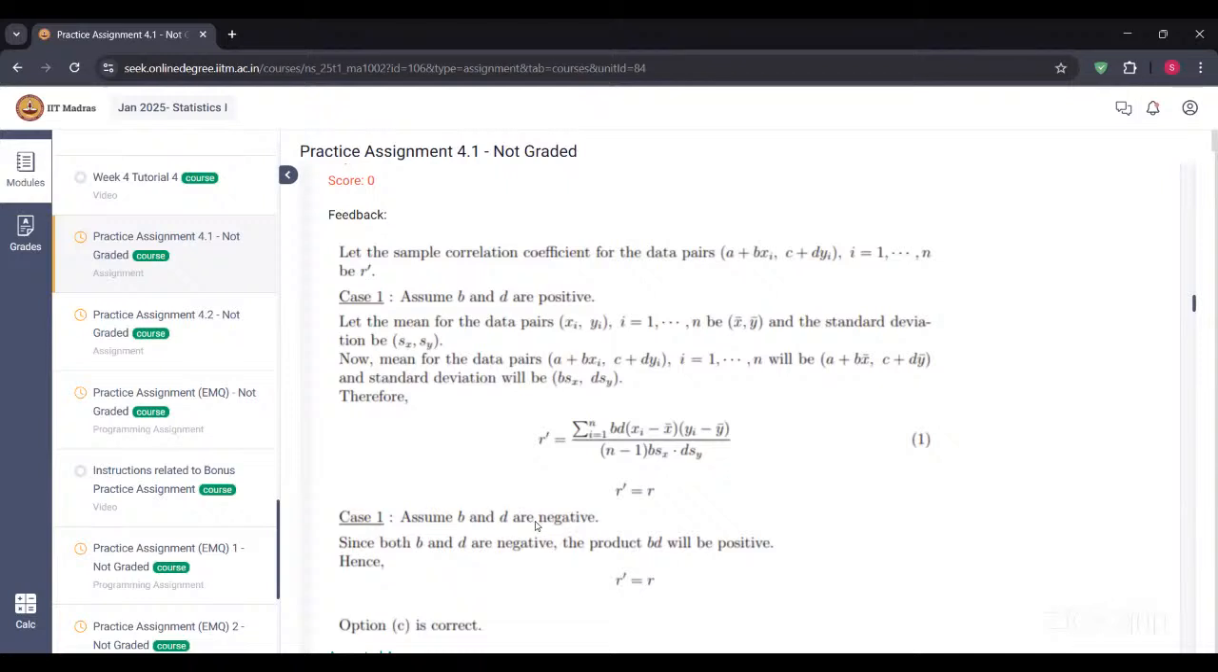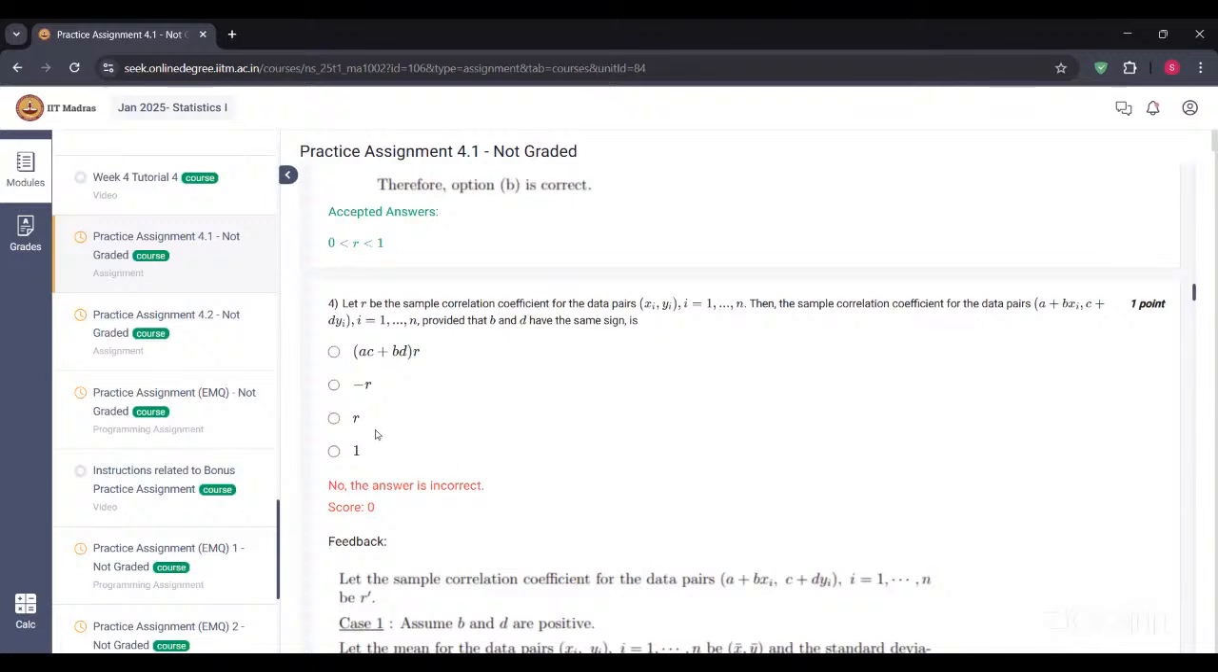So if both are negative, if you see in the solution, it was B into D, right? So if we are having the products, it will be positive only. So then also we would be getting R dash equals R. So option C is correct. That means the sample correlation coefficient would be equal to R only, equal to the correlation coefficient. Got it? Yeah.